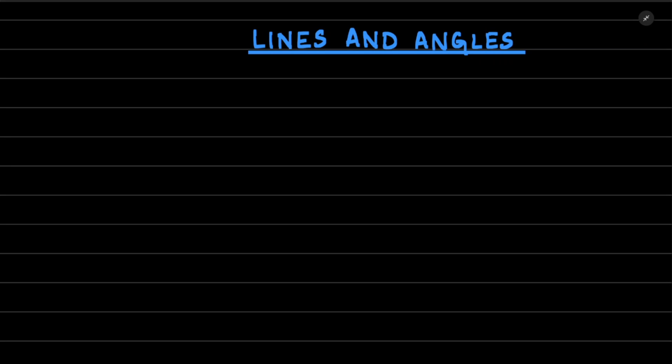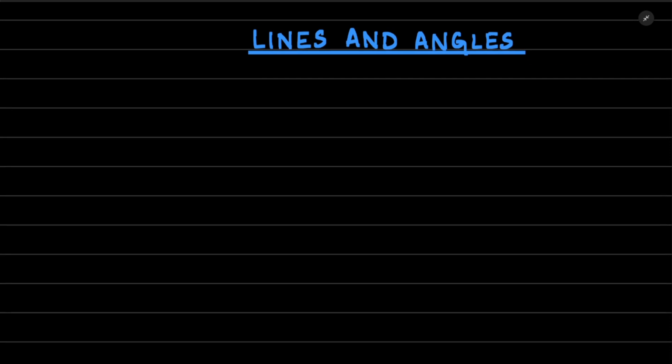Today we are going to revise in one shot the entire chapter called Lines and Angles, which is there in class 9th. The reason why I am doing this one shot is because, compared to chapters like number system, polynomials, and linear equations, many students find the more geometry-related chapters, starting from lines and angles, then triangles, and then circles and quadrilaterals, really difficult.